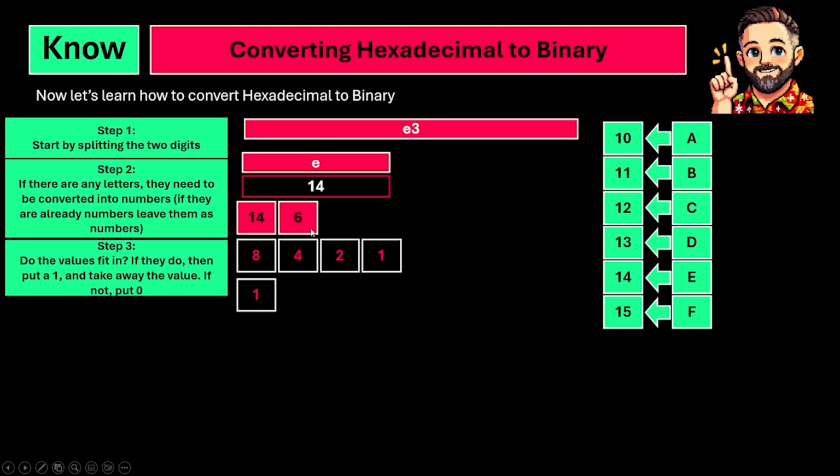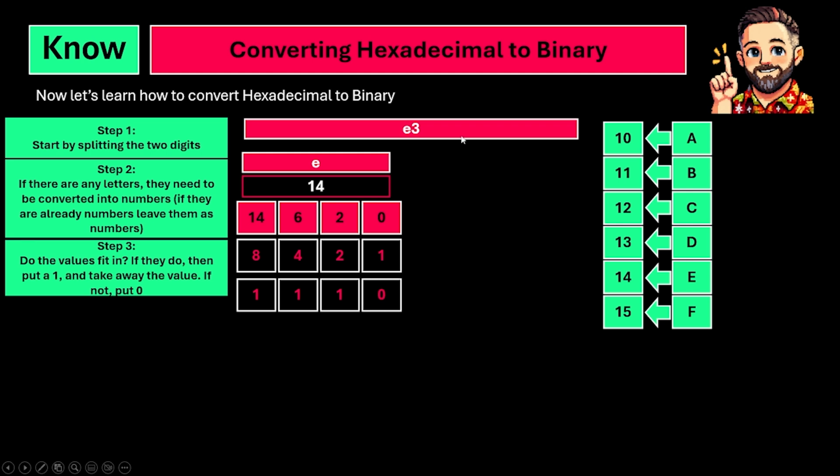Can we remove 4 from 6? Yes, we can. So we place a 1, and that leaves us with 2. So 6 minus 4 equals 2, which we'll place up here. But because we were able to do that sum, we put a 1. So we now have 2. Can we take away 2 from 2? Yes, we can. So we place a 1, and here we're going to have 0. Now we have 0. Can we take 1 from 0? No, we can't. So therefore we place a 0 underneath.